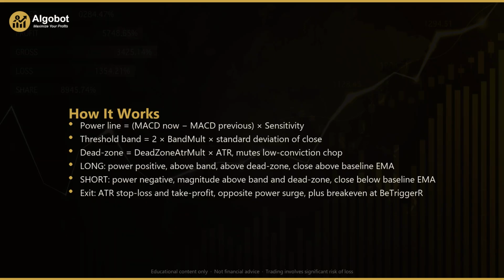There are 3 ways a trade can close. It can reach its ATR take profit, it can hit its ATR stop loss, or an opposite power surge can act as an early exit while a position is open. Finally, once a trade moves 1R in the money, set by B trigger R, the stop is pulled to the entry price, so a reversal after that point costs very little. The strategy never adds to an open position.